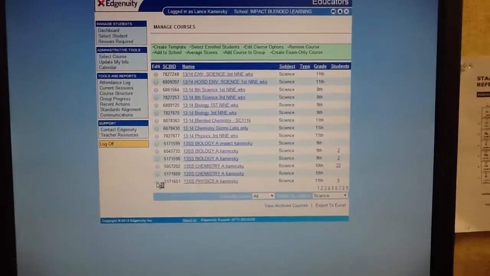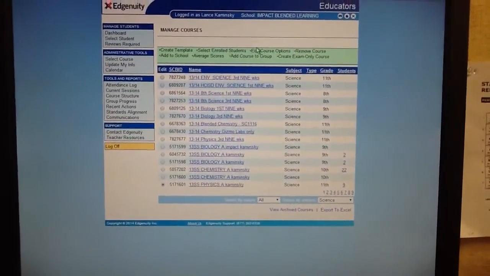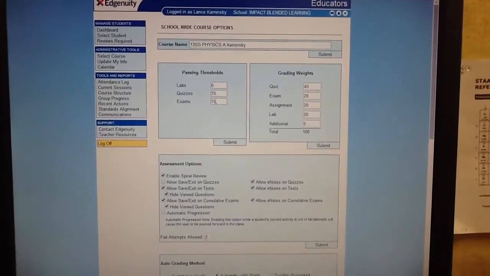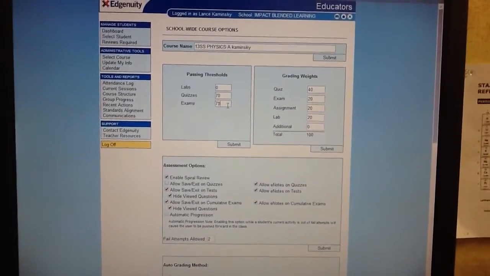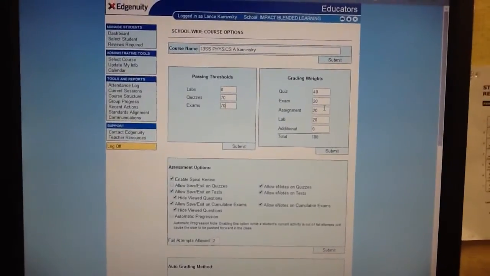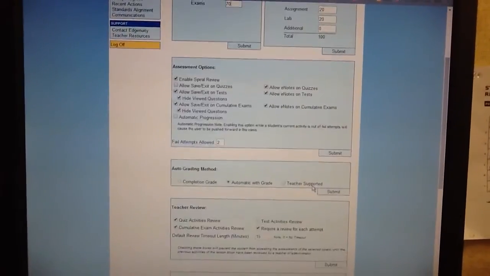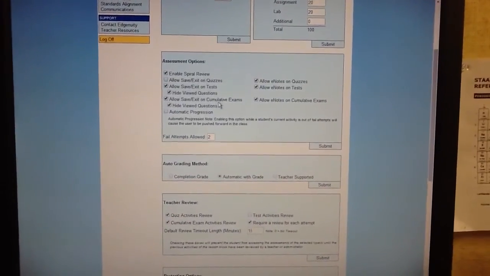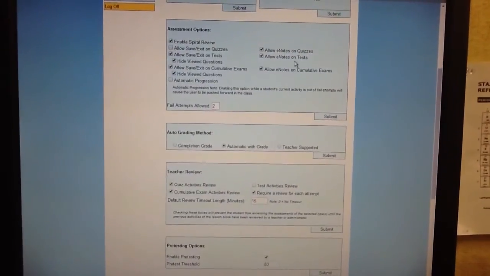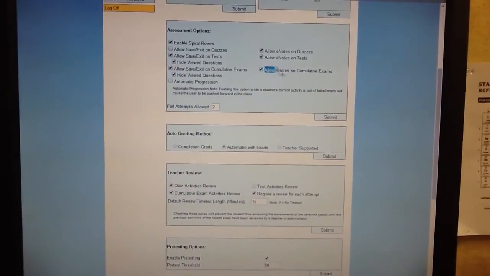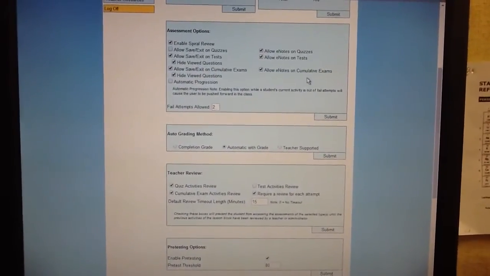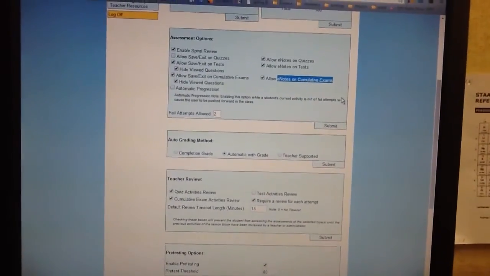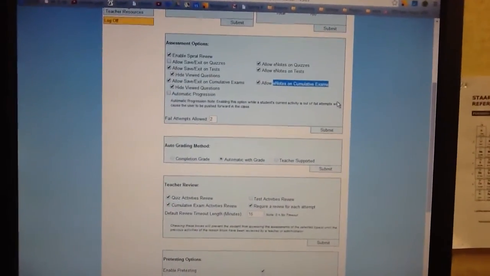So for example, let's say you look at physics, you could do edit course options. You could change the passing thresholds. For pre-AP, it should be higher than the 70. You could even change the different grading weights to adjust your percentages. And then there's a lot of different options in changing the review, how to edit your work. You could have teacher review as well, and even allow notes on exams if you'd like. So when I'm doing this for a pre-AP unit, I usually do leave this on, but if it was a credit recovery class, I'd probably turn it off.